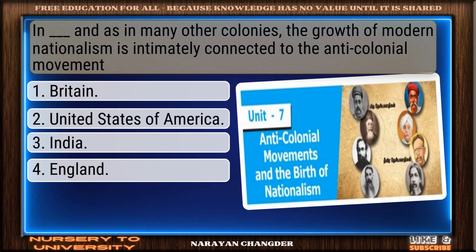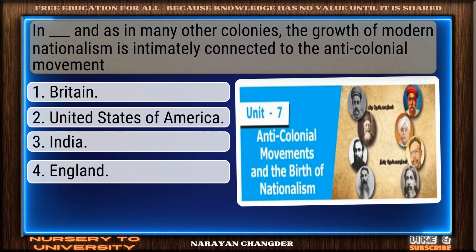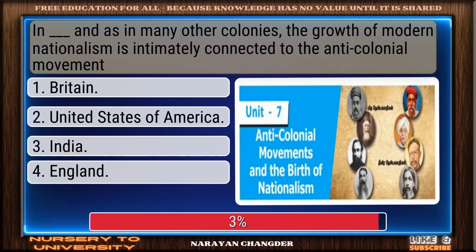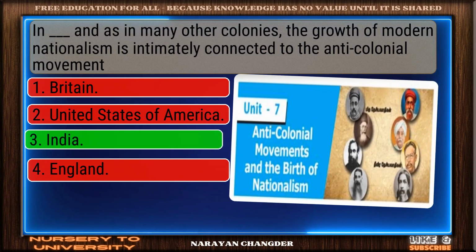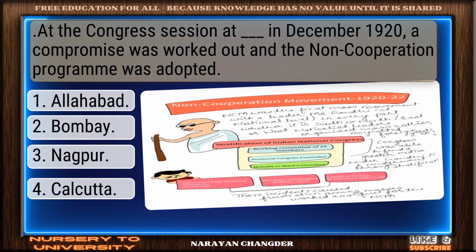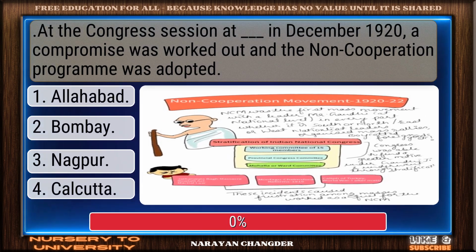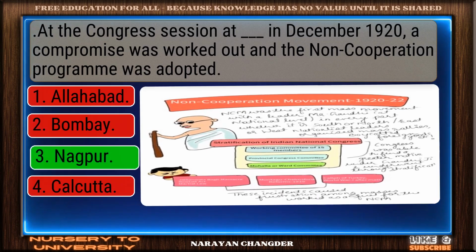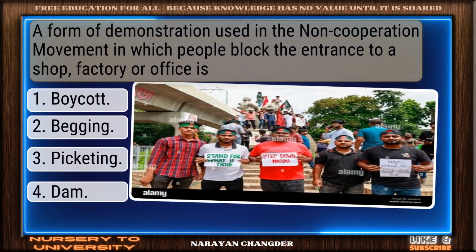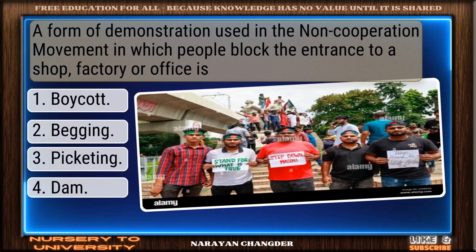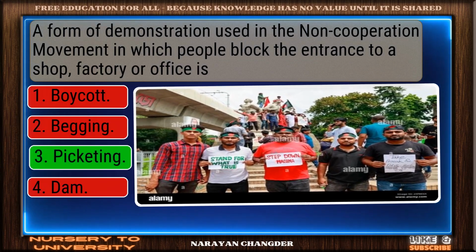In India, and as in many other colonies, the growth of modern nationalism is intimately connected to the anti-colonial movement. Excellent. India is well reasoned. At the Congress session at Nagpur in December 1920, a compromise was worked out and the non-cooperation program was adopted. Valid point. Nagpur is true. A form of demonstration used in the non-cooperation movement in which people blocked the entrance to a shop, factory or offices.